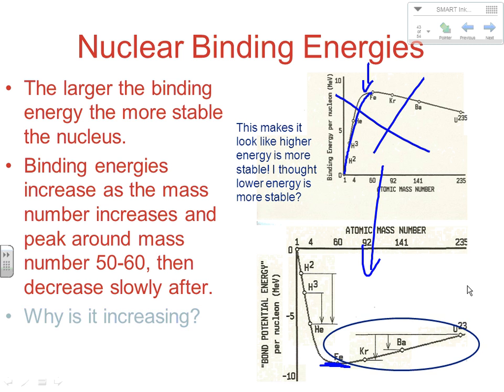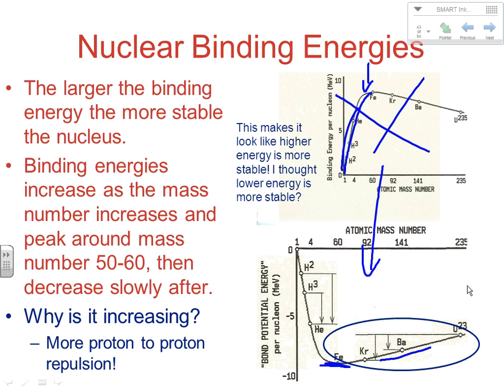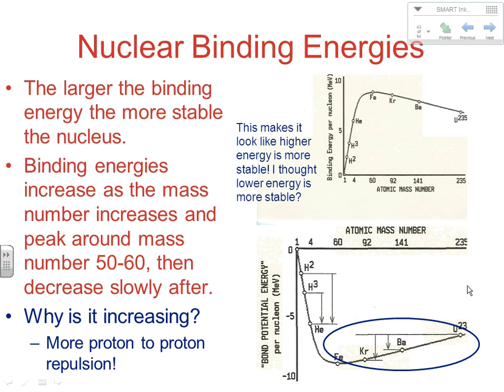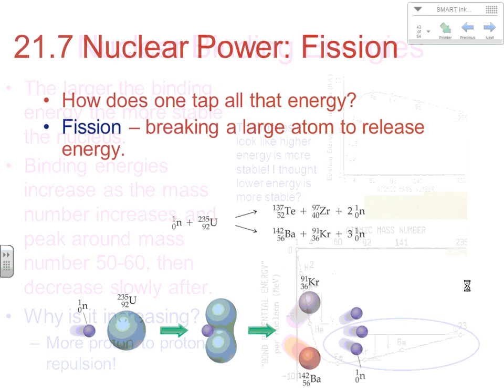And that's exactly correct. Now, why is it increasing here at the beginning? So why does that go up? And why does this go up? Well, remember, you've got more proton to proton repulsion. So that's why, when we look at it from a binding point of view, this question is really related to our top graph. When we're looking at it from a binding point of view, why is it going up? Well, we're getting more proton to proton repulsion.